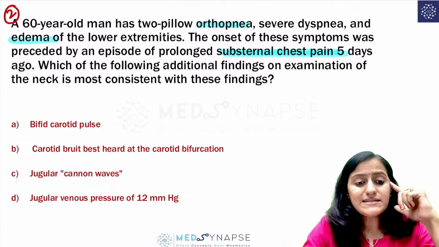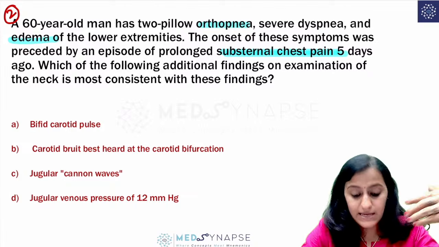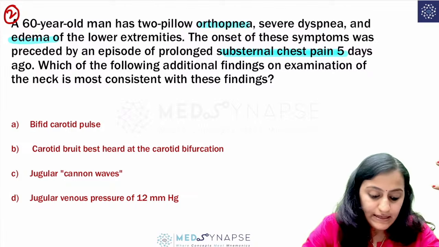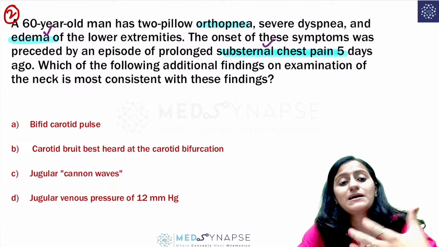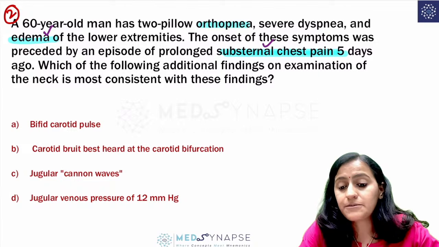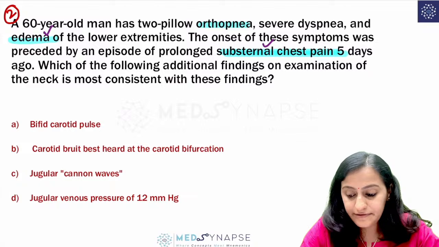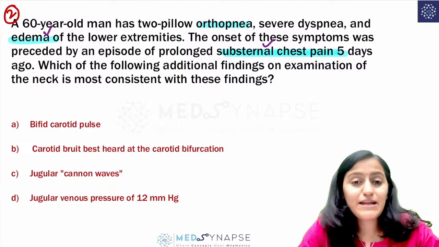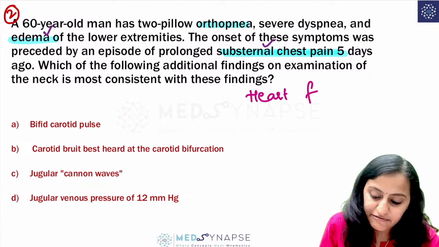So tell me, what is the diagnosis here in this case, guys? So when there's orthopnea, right, there is pedal edema, edema of the lower extremities, then there was the substernal chest pain, angina, MI, which is there. So what are you thinking of? What is the diagnosis in this case that you are thinking of? Very good, Dipanshu. Absolutely right. So basically, you are thinking of heart failure.